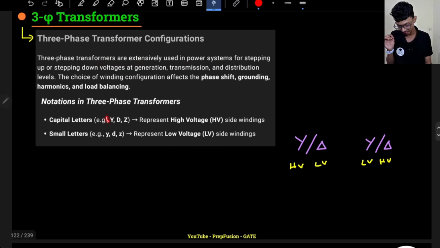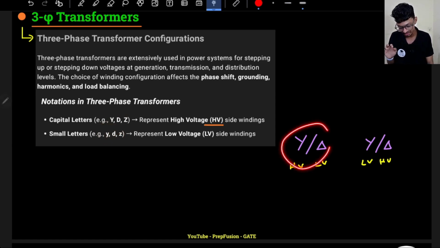Basically, whenever we have written star and it is in capital, like Y, capital D, capital Z, Z is for zigzag, we will discuss that, it represents the high voltage winding. If Y is in capital, that means it will be high voltage winding, D capital, Z capital. If it is in small, let's say small y, small d, small z, then it represents the low voltage winding. So this is the first notation.